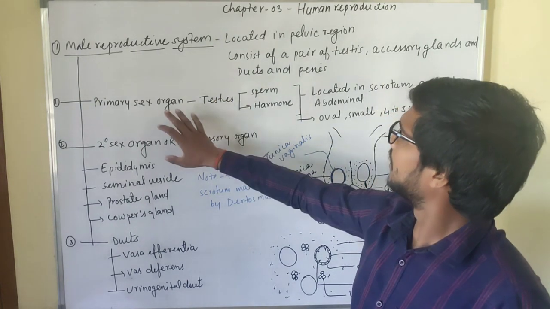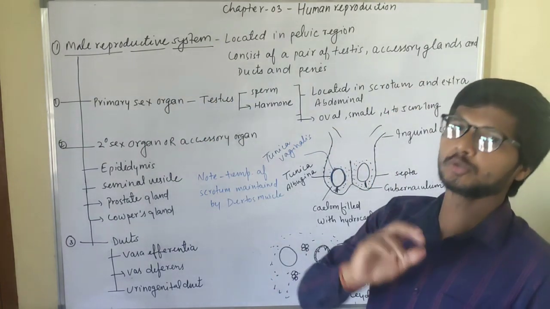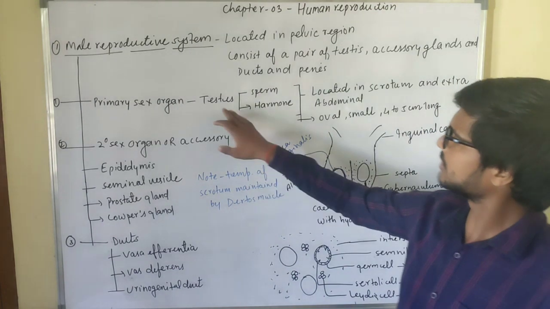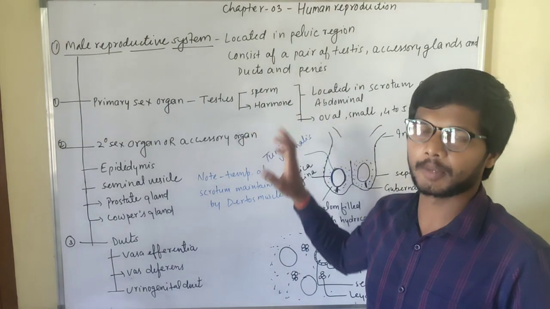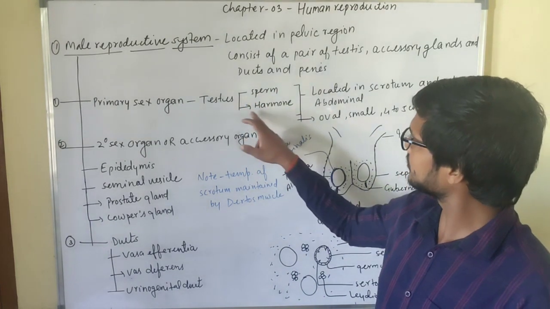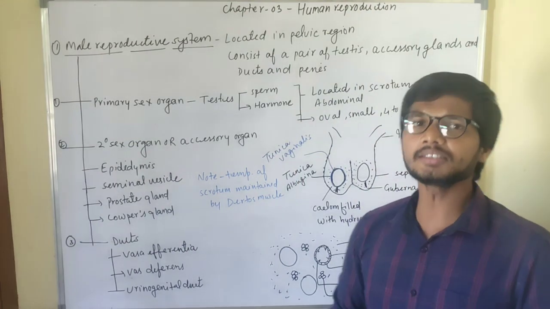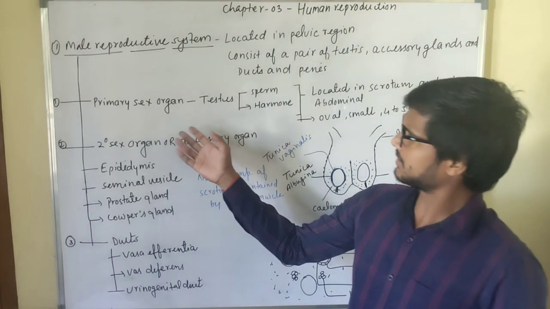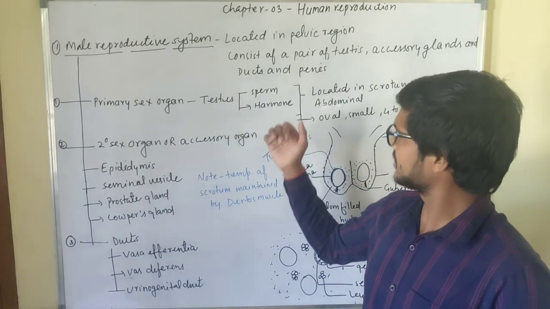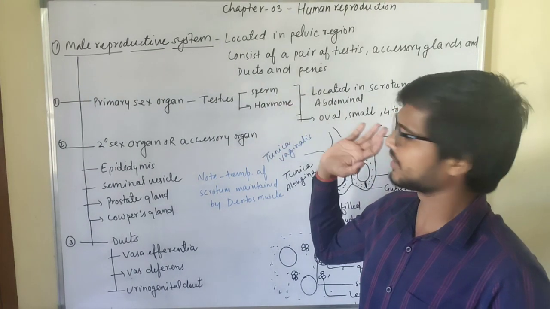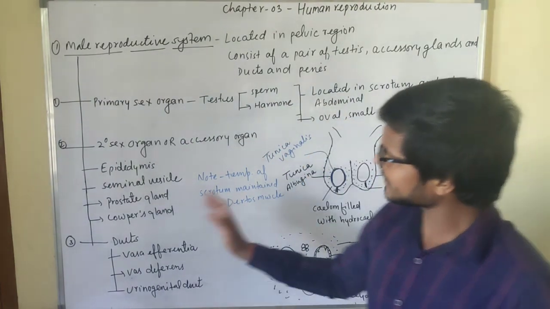Testis has two major functions, because it produces the male gamete, that is sperm, and also releases a certain kind of hormone, that is testosterone. So we can say that testis has two functions here: production of the male gamete and production of the hormone.